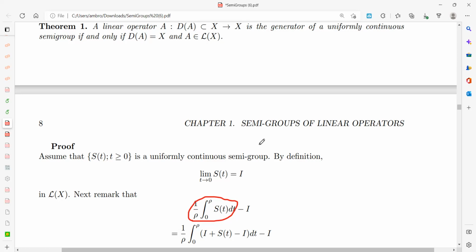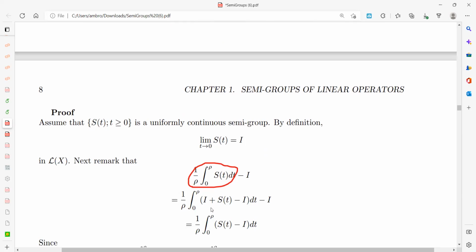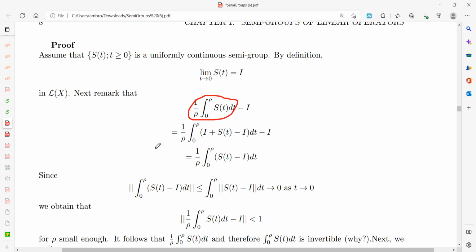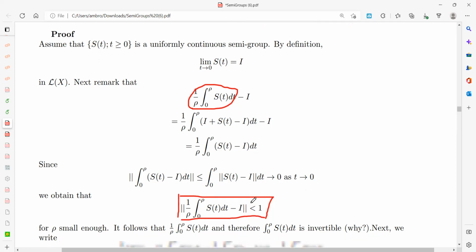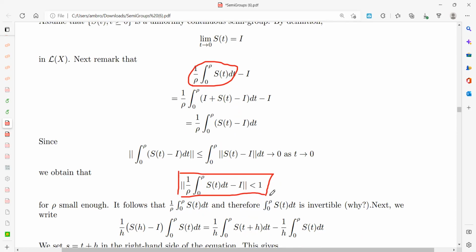And how do we do that? So we look at this quantity, and by a small computation, we can see that as rho goes to 0, this thing goes to 0, meaning that if rho is small enough, you will have this is less than 1. But if this is less than 1, this means that this is invertible. I leave this question to you as an exercise.